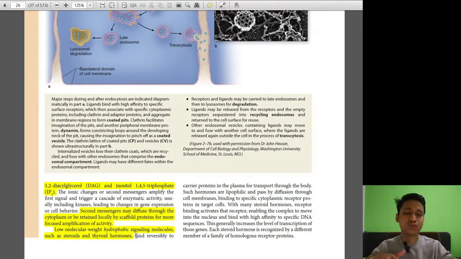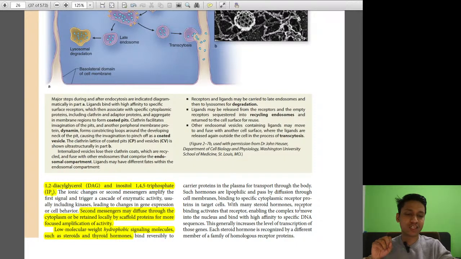Okay, what do they do now? They bind reversibly to carrier proteins in the plasma membrane for transport through the body. Such hormones are lipophilic. Philic is loving, lipo is lipid, and they pass by diffusion through the cell membrane. Whenever we have a lipophilic molecule, it passes easily through the cell membrane because of its amphipathic behavior. So such hormones are lipophilic and pass by diffusion through the cell membrane, binding to specific cytoplasmic receptor proteins in target cells.